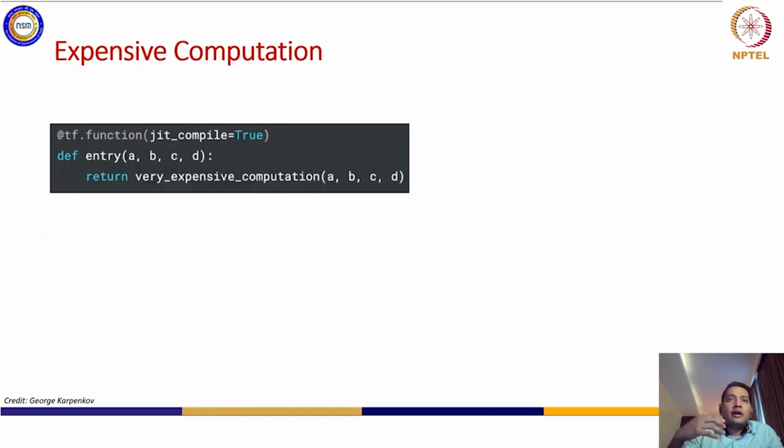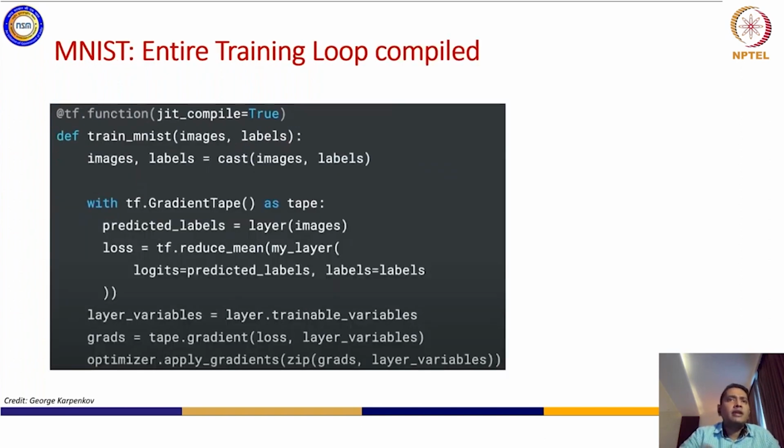So let's say we have a very expensive computation function. We can define one function, wrap it with tf function, and enable JIT compilation true. As simple as that, you can have the entire function fused and an optimized graph generated for it. You can have the entire training loop as well, as I was mentioning.